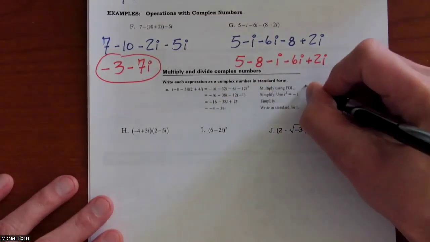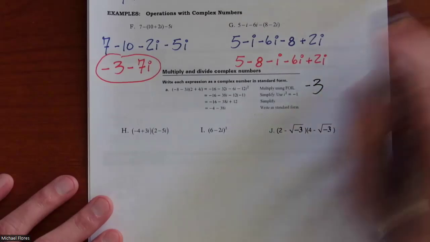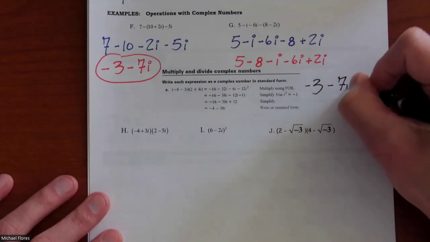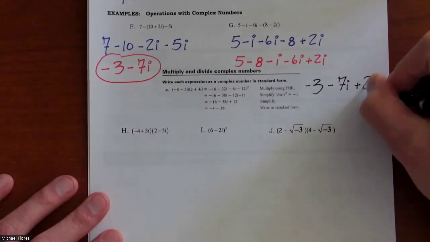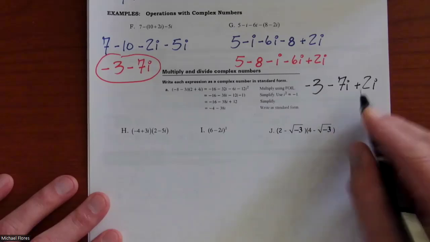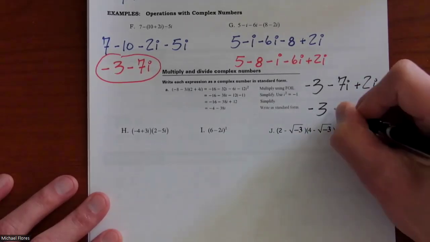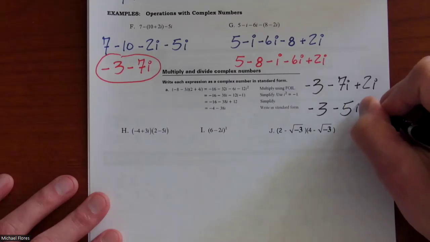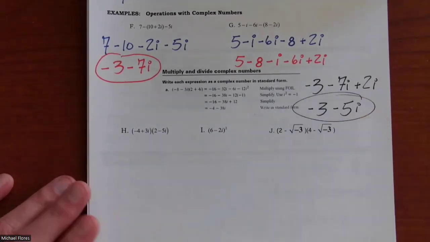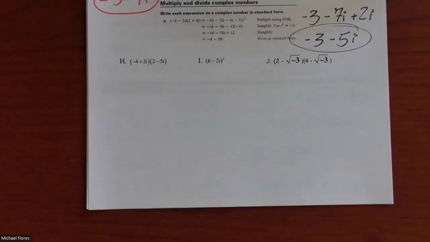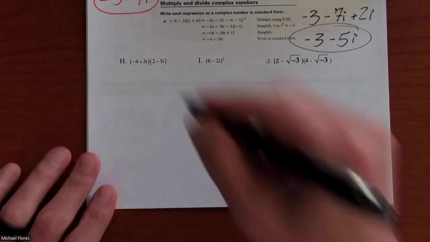5 minus 8 is negative 3. Negative i minus 6i is negative 7i. Let me carry down the plus 2i. And now combine those. Negative 7i plus 2i is negative 5i. That's it. That's all you got to do for that one. Example H. Sorry. We have to FOIL. Let's do it.